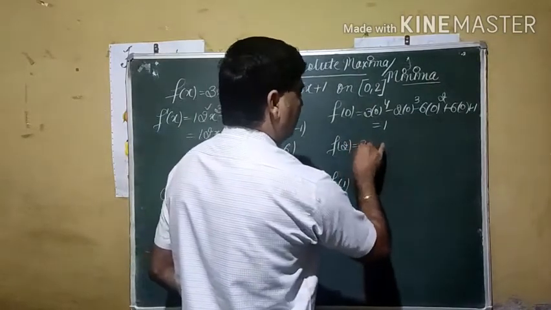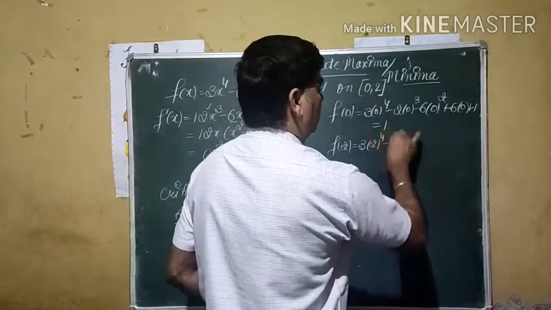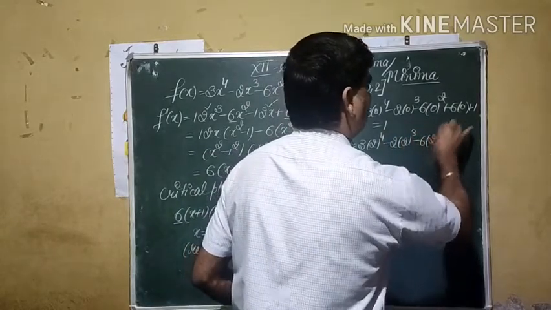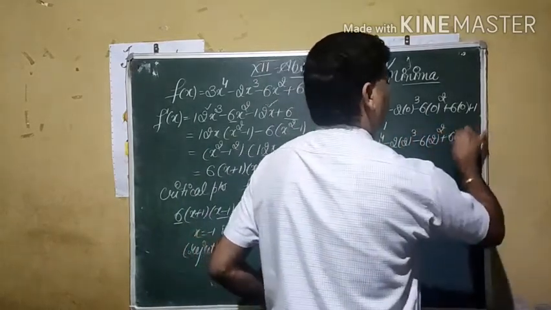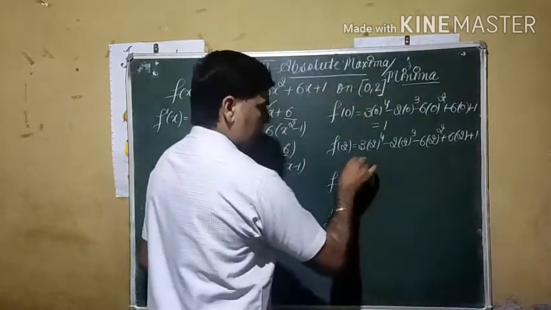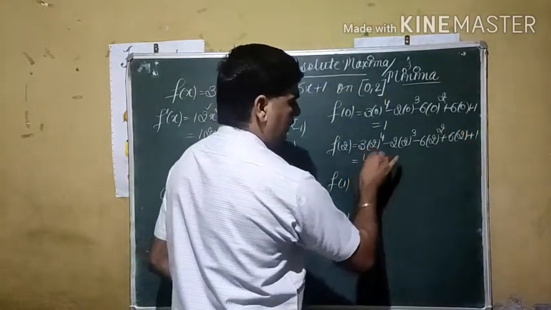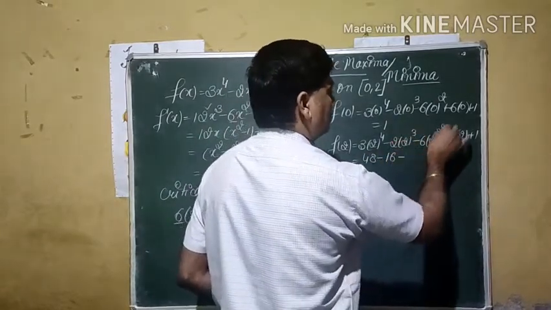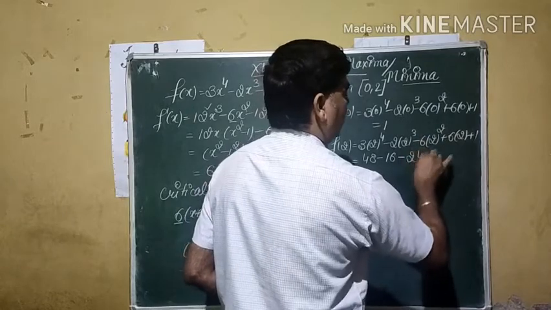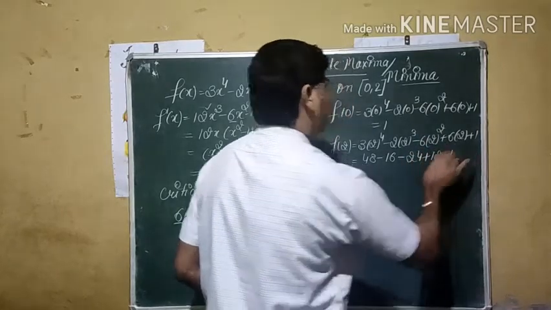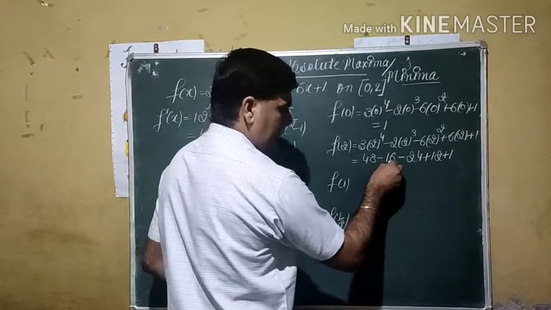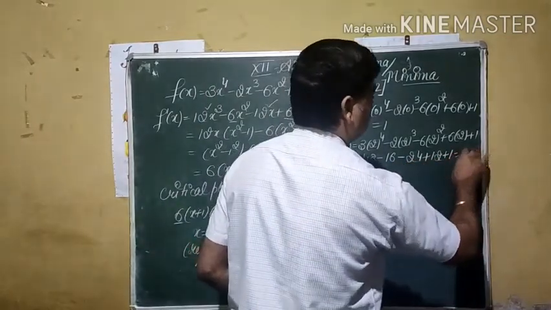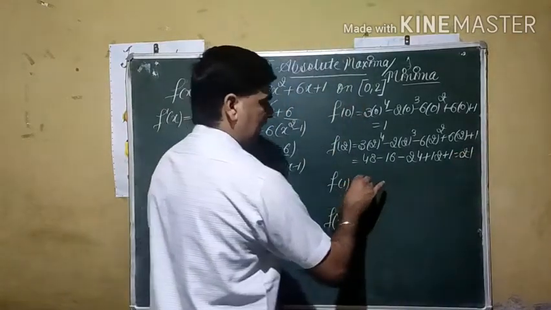Next, f of 2 is 3 times 2 raised to power 4, minus 2 times 2 cubed, minus 6 times 2 squared, plus 6 times 2, plus 1. 2 raised to power 4 is 16, and 16 times 3 is 48. 2 cubed is 8, and 8 times 2 is 16. 2 squared is 4, and 4 times 6 is 24, plus 12, plus 1. So 48 minus 16 is 32, 32 minus 24 is 8, 8 plus 12 is 20, and 20 plus 1 is 21.